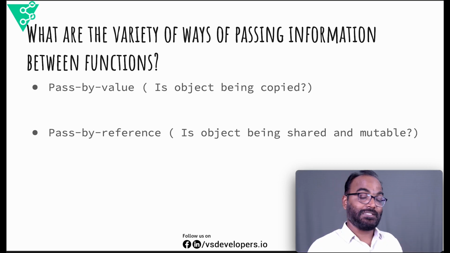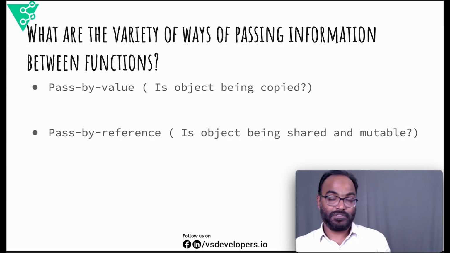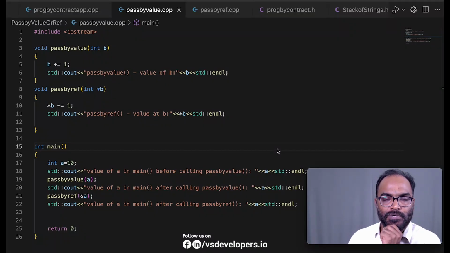This is a very commonly asked question in interviews: pass by value and pass by reference with a simple example. So I have two functions. Pass by value returns void and takes an argument; it increments b by 1 and then prints it here. Then the pass by reference function takes a pointer, increments the pointer by 1 and prints it here.